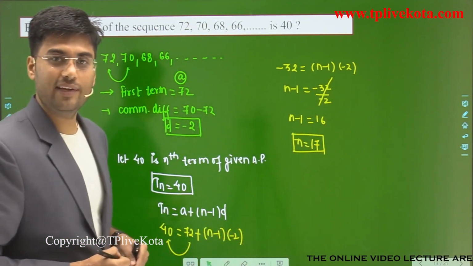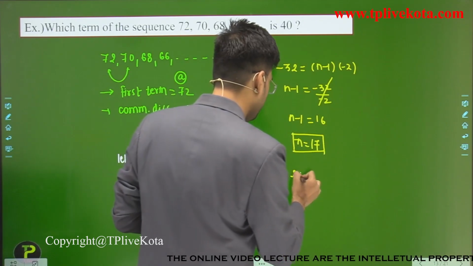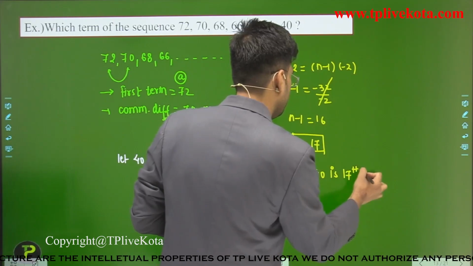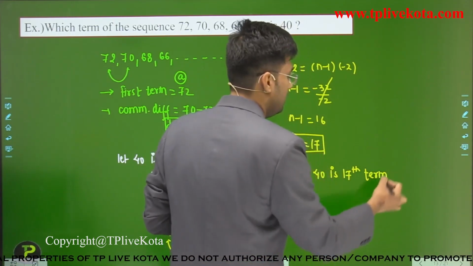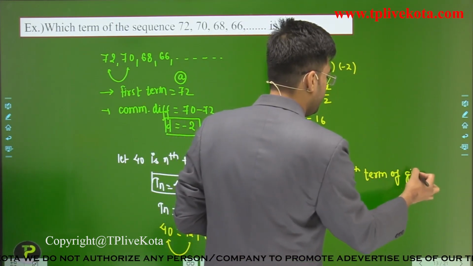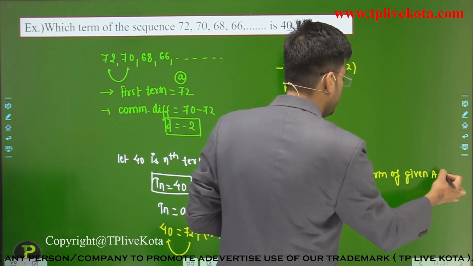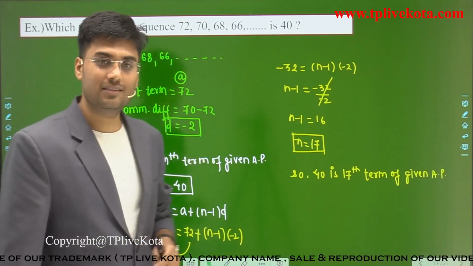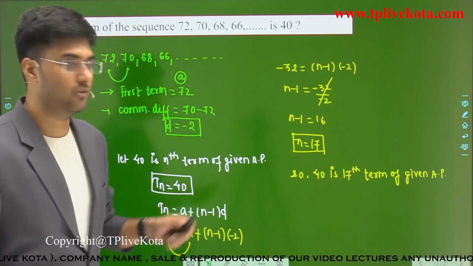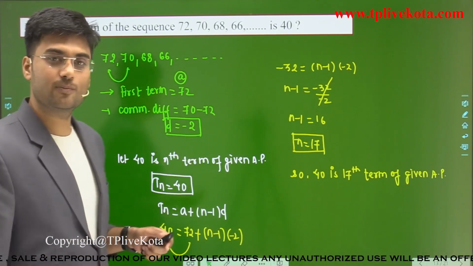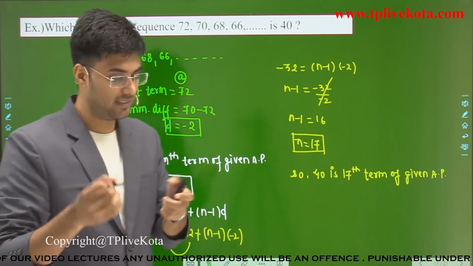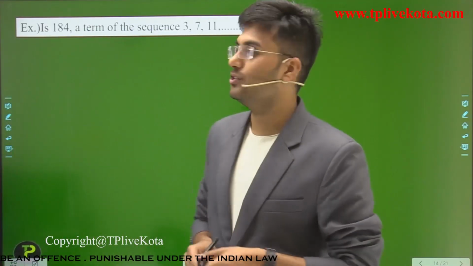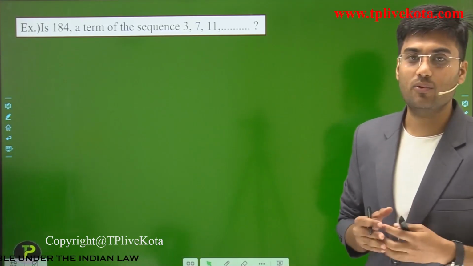So students, what will we get now? We will get, so 40 is the 17th term of the given AP. Clear? So this is the answer of this question. Now after this, let's move to the next question, and this is the next type of questions of arithmetic progression.